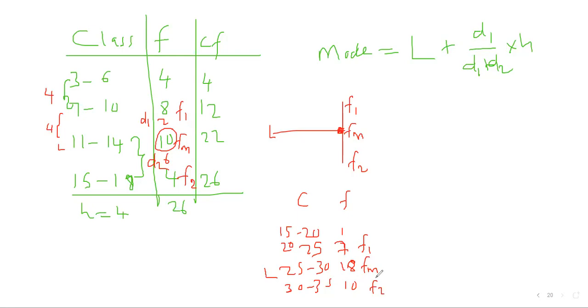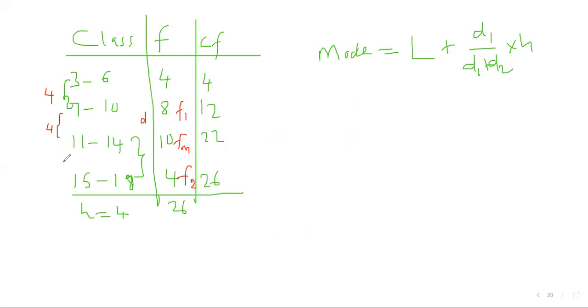So which one is our D1? 11. D2, 8. The distance upwards here is 11. The distance downwards here is our what? Oh, I think that's what she was getting. She went a step ahead of us. All right.